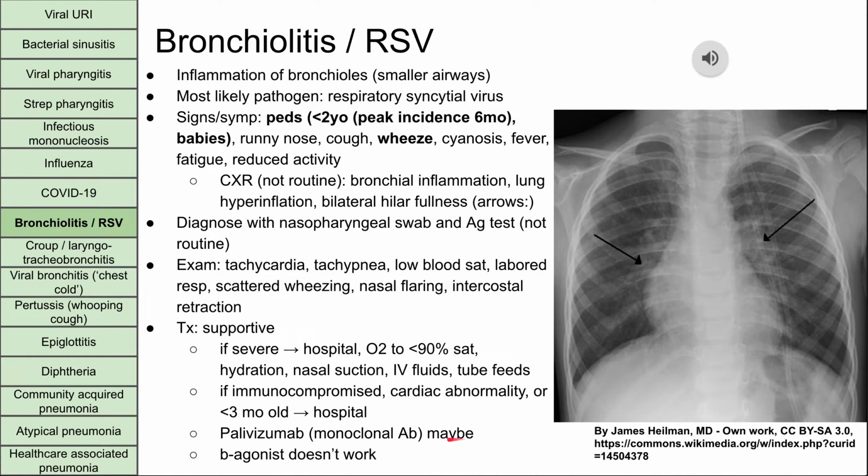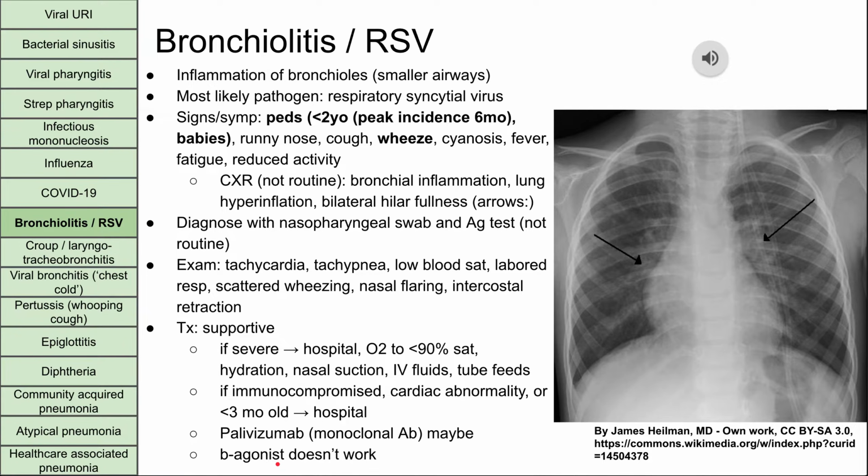Beta agonist in this case does not work. Do not be tricked. Even though they have wheezing, even though they're kids, this is not asthma, this is not reactive airway disease. You're not going to fix it with a bronchodilator. So beta agonists aren't going to make these kids better. You really just need supportive care.